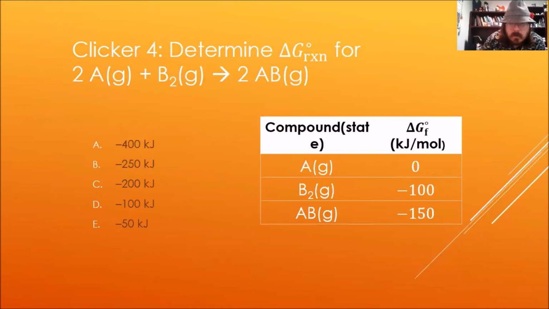The correct answer is C. We have two ABs. Two ABs means 150 plus 150, so 300. Then minus the reactants, minus the sum of 100 and 2 times 0, which is 100. So 300 minus 100 is 200, or answer C. That's where we're going to stop.